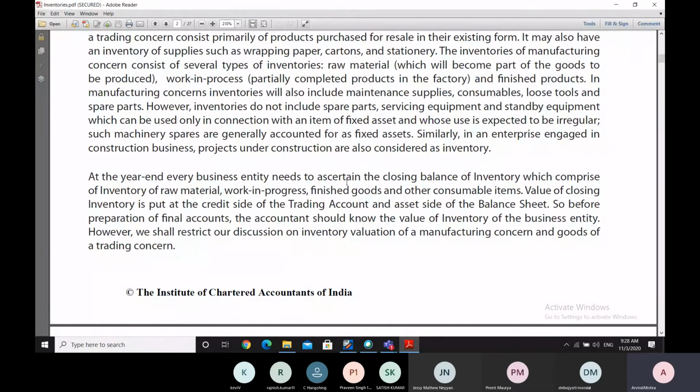Now, when the year ends, what happens is that every business entity wants to ascertain what is the closing balance of the inventory, which is raw material, work in progress, finished goods, and other consumable items.